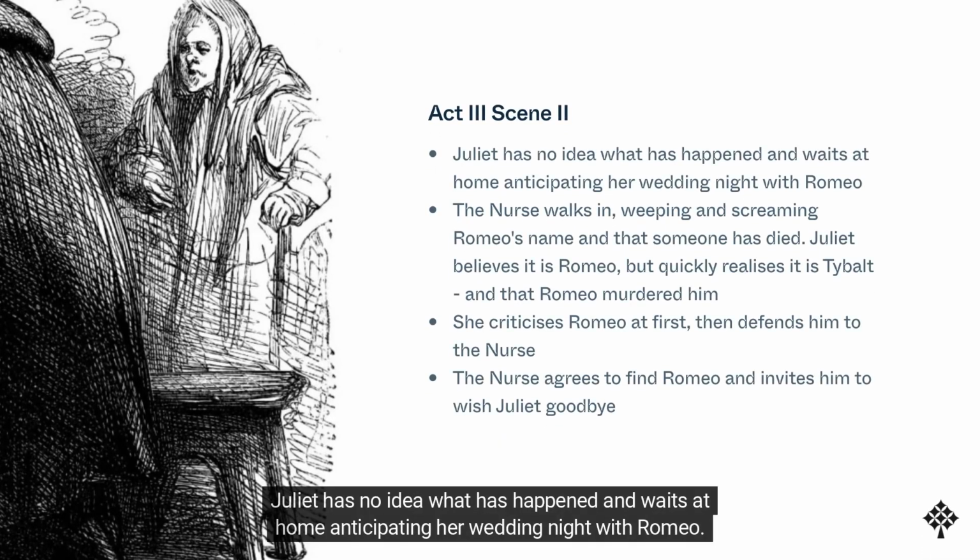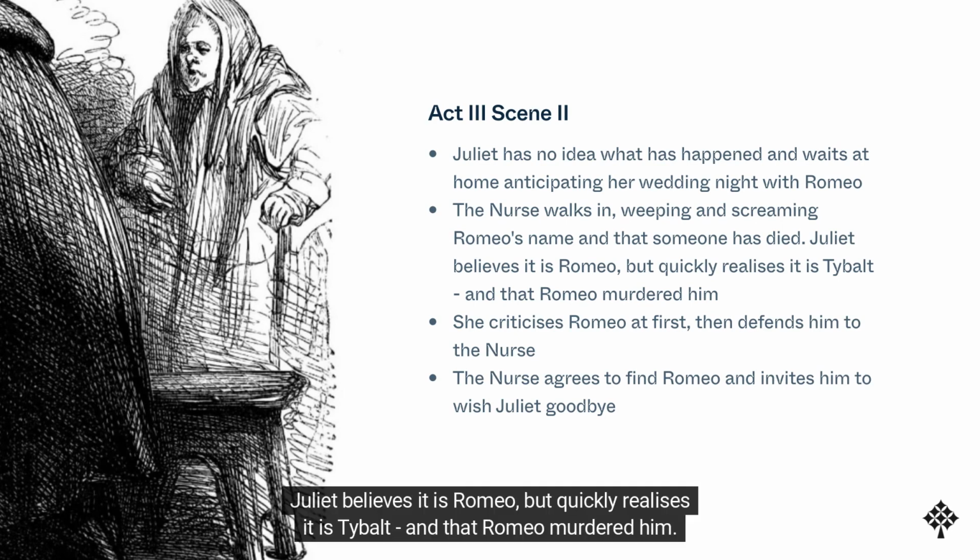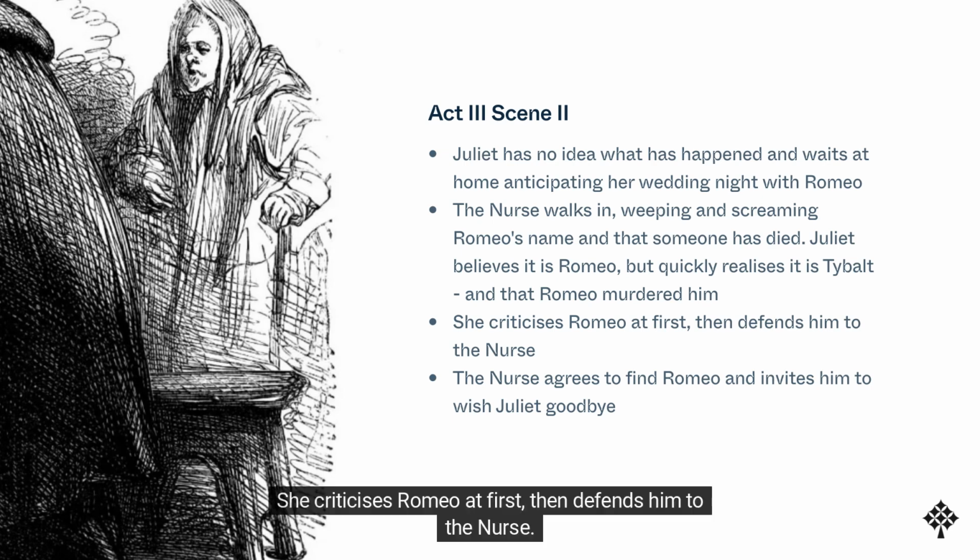Juliet has no idea what has happened and waits at home anticipating her wedding night with Romeo. The nurse walks in, weeping and screaming Romeo's name and that someone has died. Juliet believes it is Romeo, but quickly realizes it is Tybalt and that Romeo murdered him. She criticizes Romeo at first, then defends him to the nurse. The nurse agrees to find Romeo and invites him to wish Juliet goodbye.